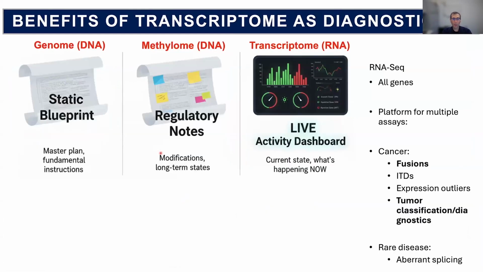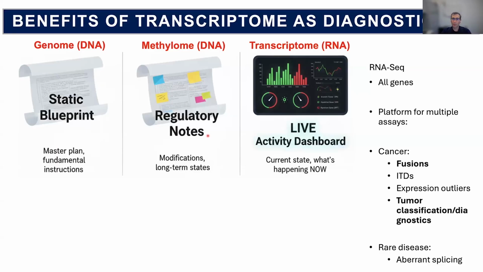And probably the most information-rich data that we've been looking at is from the RNA, not because the DNA, whether talking about the genome or the methylome, is not useful. It's just that the RNA provides a sort of live activity dashboard of how the tumor is responding to chemotherapy, which genes are being overexpressed in the present day. And we use RNA-seq as a platform to detect fusion genes, internal tandem duplications, which are massively important, and expression outliers. And for the subject of this talk, tumor classification, we're really using it as a potential diagnostic aid.